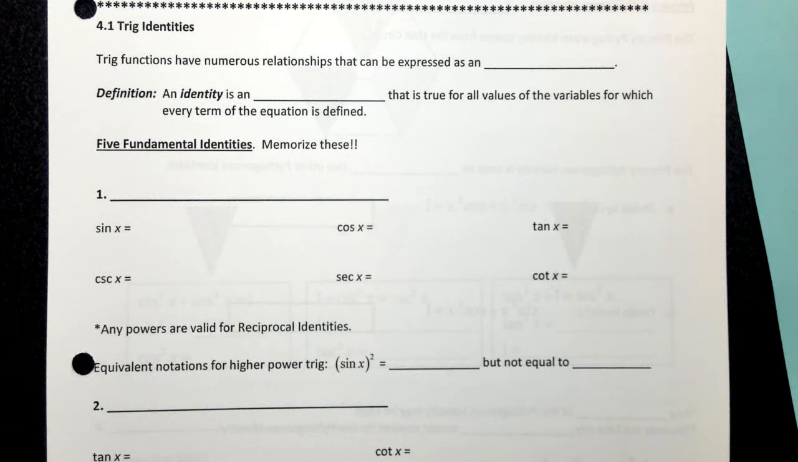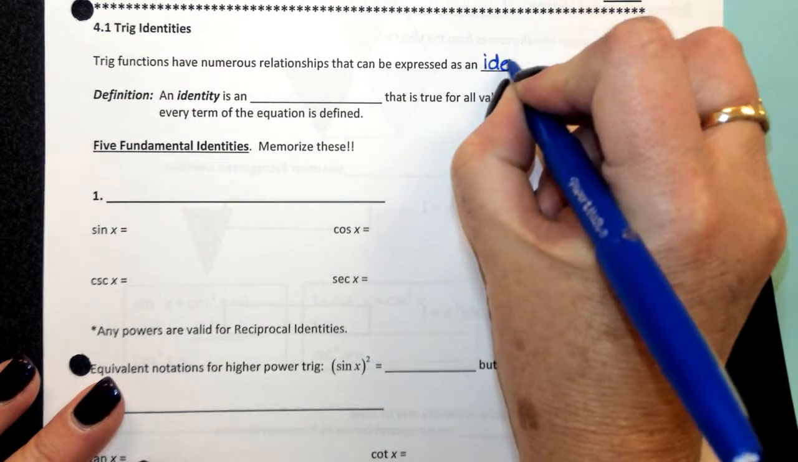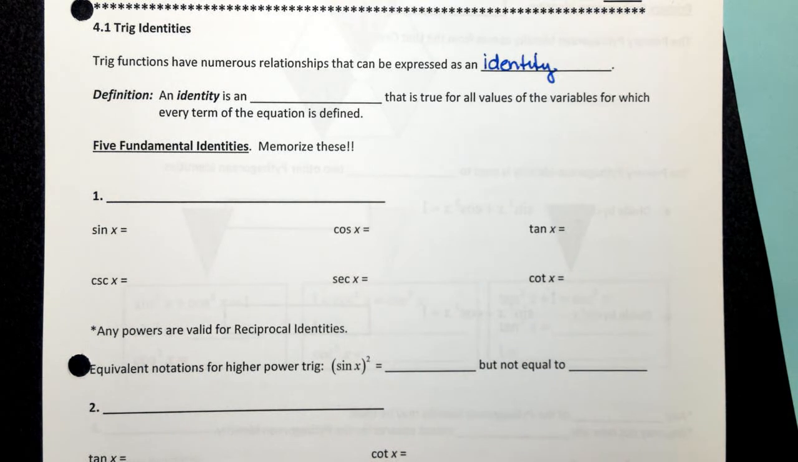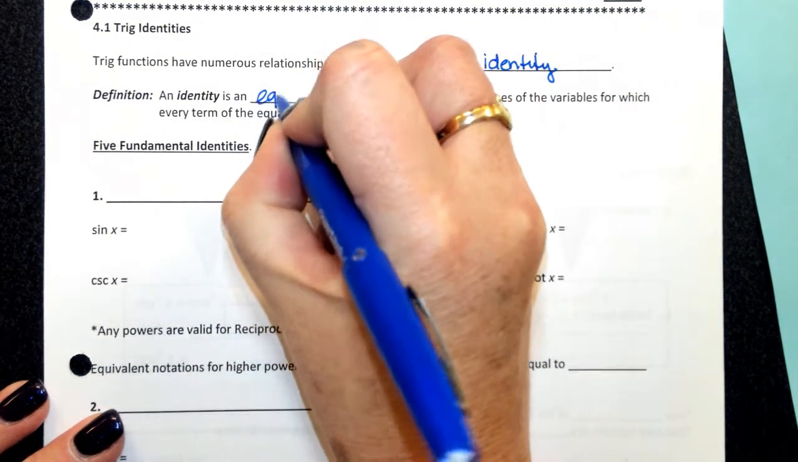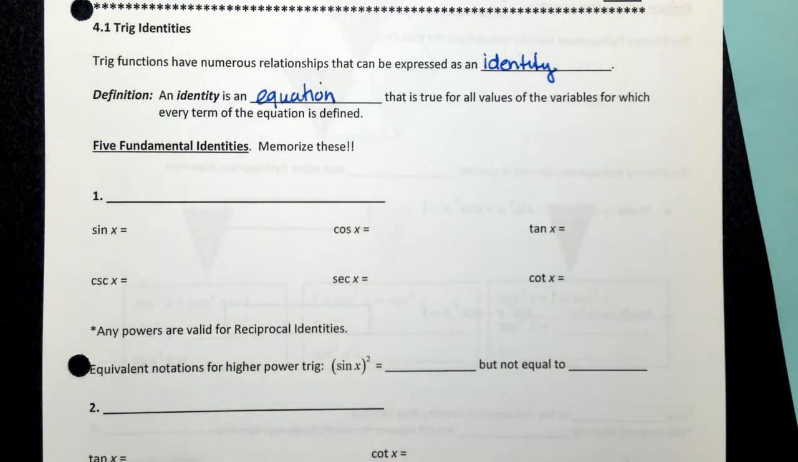So first of all, ladies and gentlemen, let's talk about what an identity is. When you have trig functions that have numerous relationships, in other words, I can take an expression and by other formulas and substitutions, there's numerous ways I can write equivalent expressions. So when this happens, we call this an identity. An identity is an equation that is true for all variables.